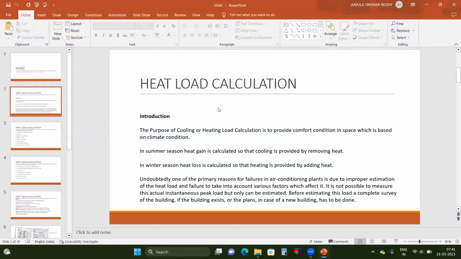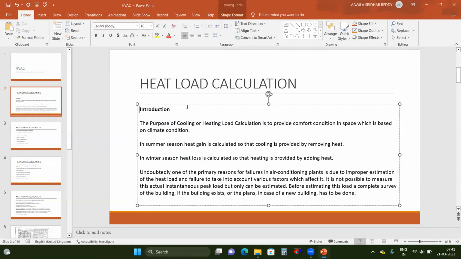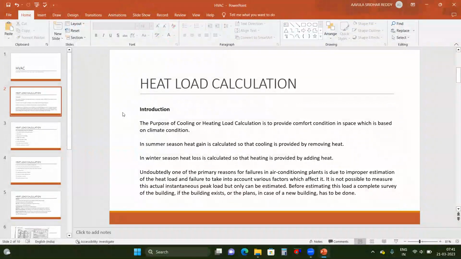We know that the human comfort temperature is 25 degrees centigrade and 50% relative humidity, right? That we discussed in the introduction class. So for this, we will do the heat load calculation. In summer season, heat gain is calculated so that cooling is provided by removing heat. In summer, usually the temperatures will be very high.